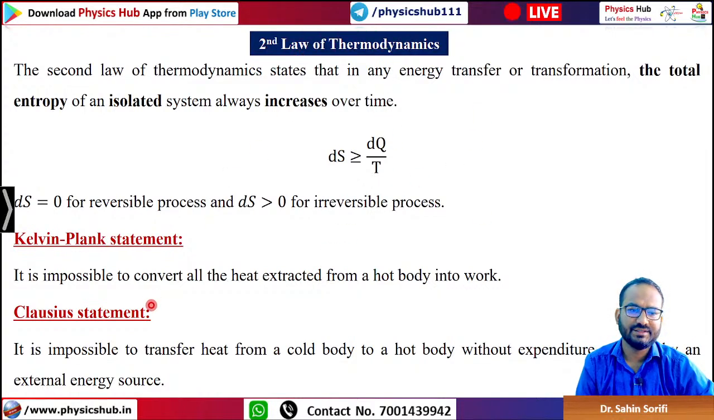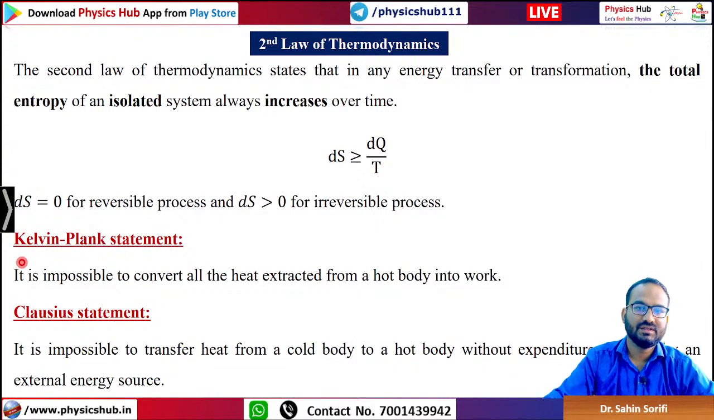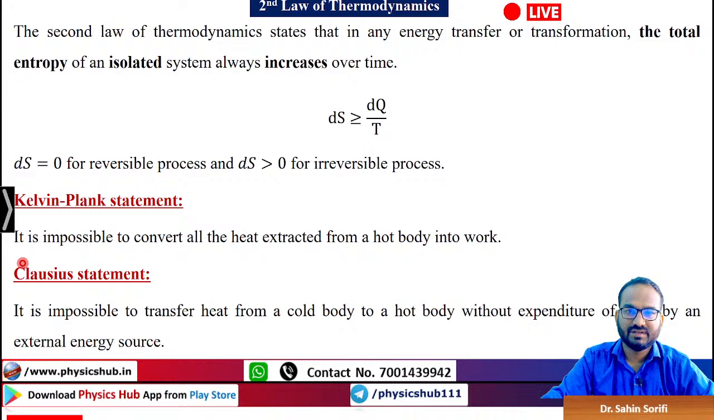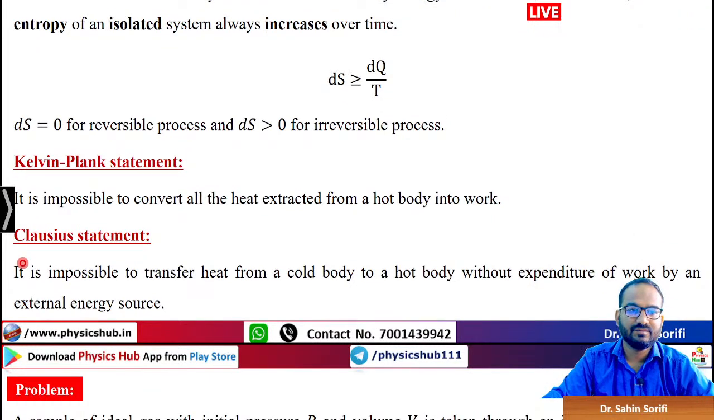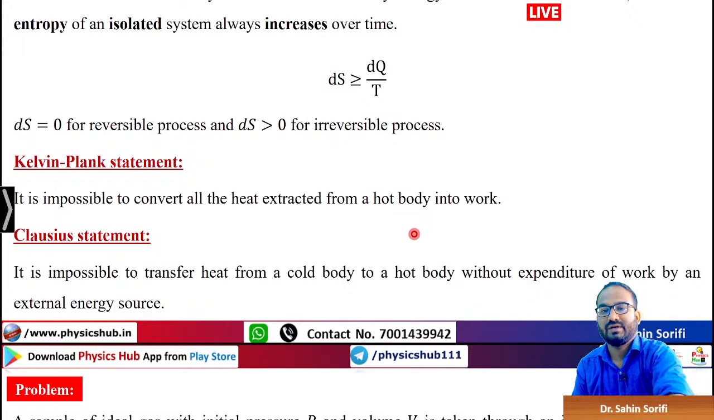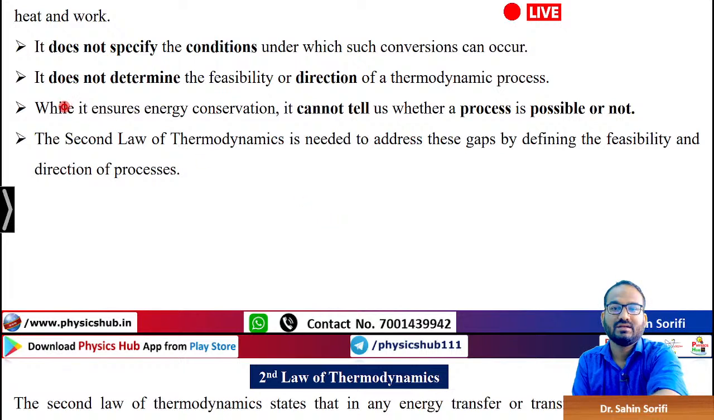More popularly, these two statements are generally given for the second law of thermodynamics. One is the Kelvin-Planck statement, another one is the Clausius statement. Good morning, Ajay. What is the Kelvin-Planck statement? It is impossible to convert all the heat extracted from a hot body into work. So as I mentioned here, it does not specify the conditions under which such conversions occur.